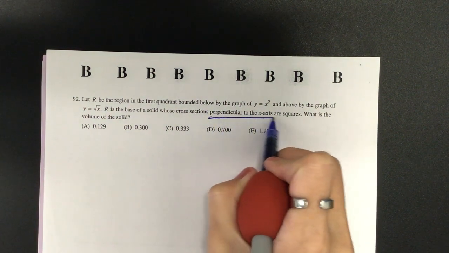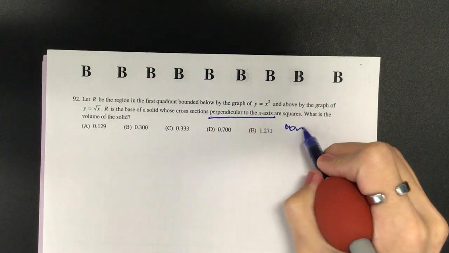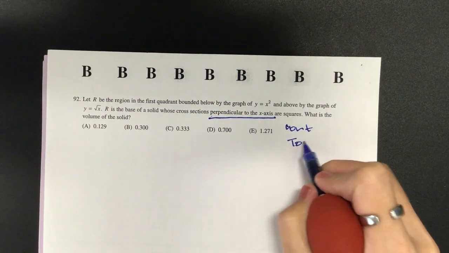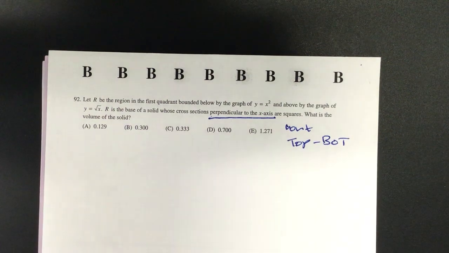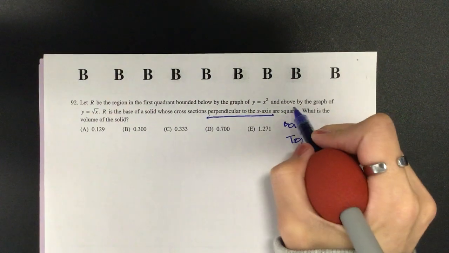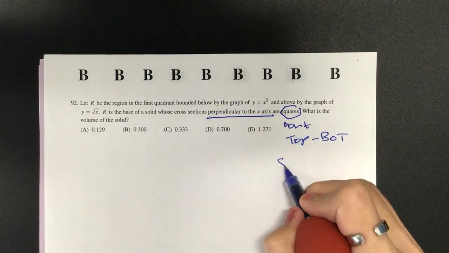Okay, let's underline perpendicular to the x-axis, and I want you to write with respect to x. That means it's top minus the bottom. So I'm going to model. If I do top minus the bottom, aren't I scanning from left to right? Yeah? And it's a square, so that's going to be side squared.